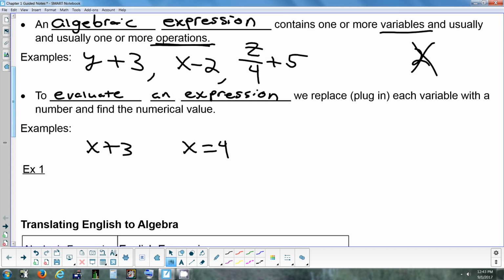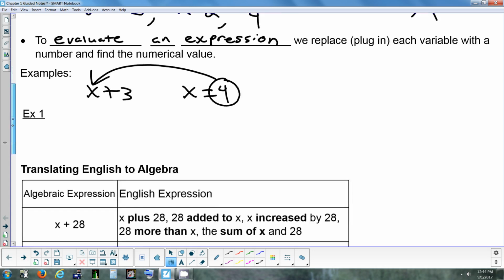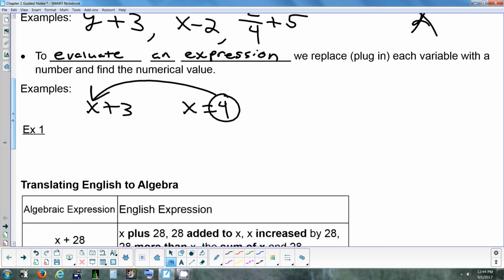To evaluate an expression means to take a number and plug it in for a letter. Evaluate is a fancy way of saying plug it in: take what they give you and plug it in. We'll have to do that, guys, at some points this year. We'll do word problems, or maybe we solve for one variable and have to find the other one, so we might evaluate and plug something in. That's what it means.